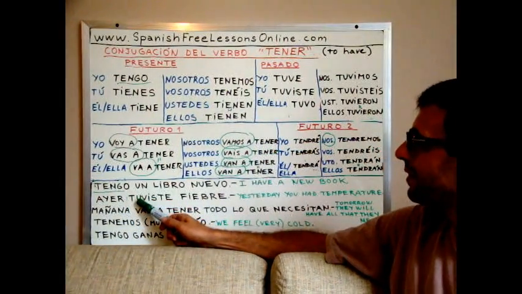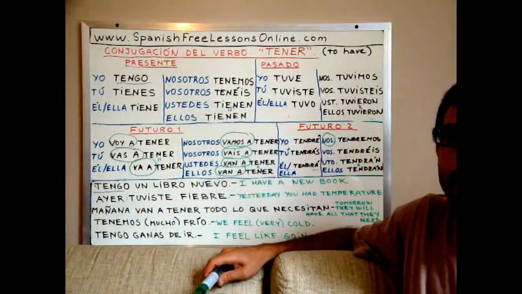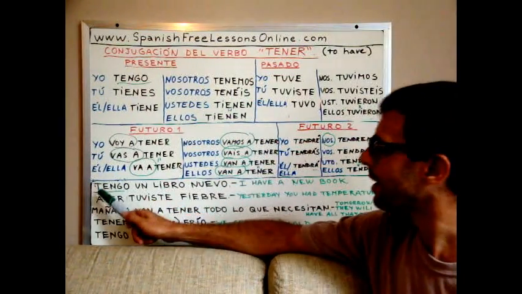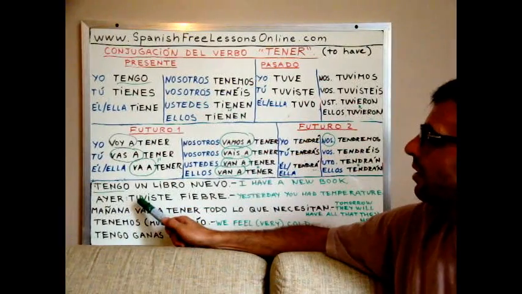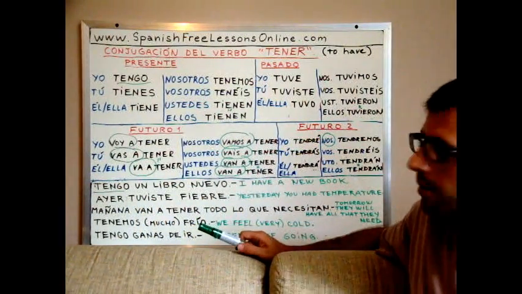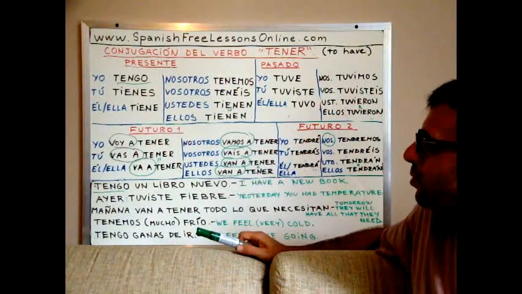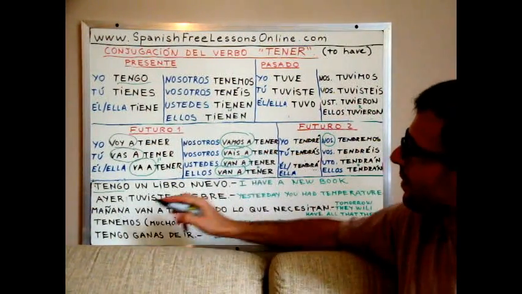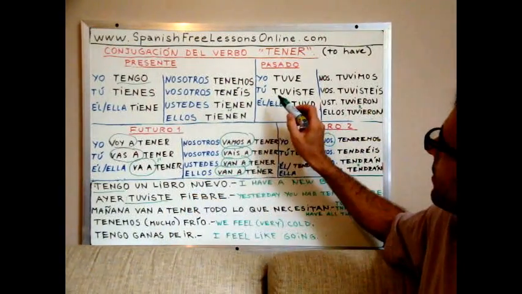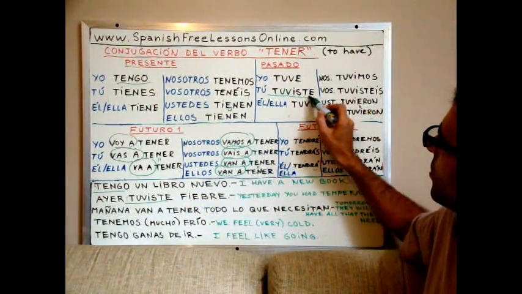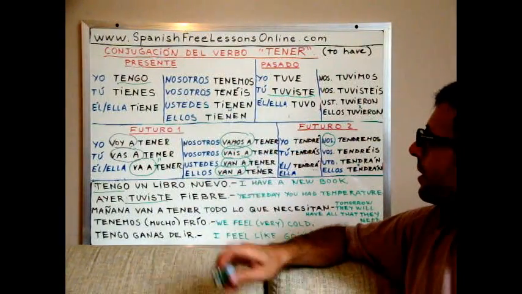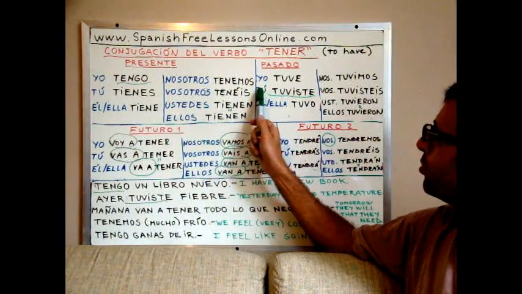Ayer tuviste fiebre. This means yesterday you had a temperature. Ayer tuviste fiebre. So this is past tense, right? Simple past here. Again, the person that is implied is tú, you, right?